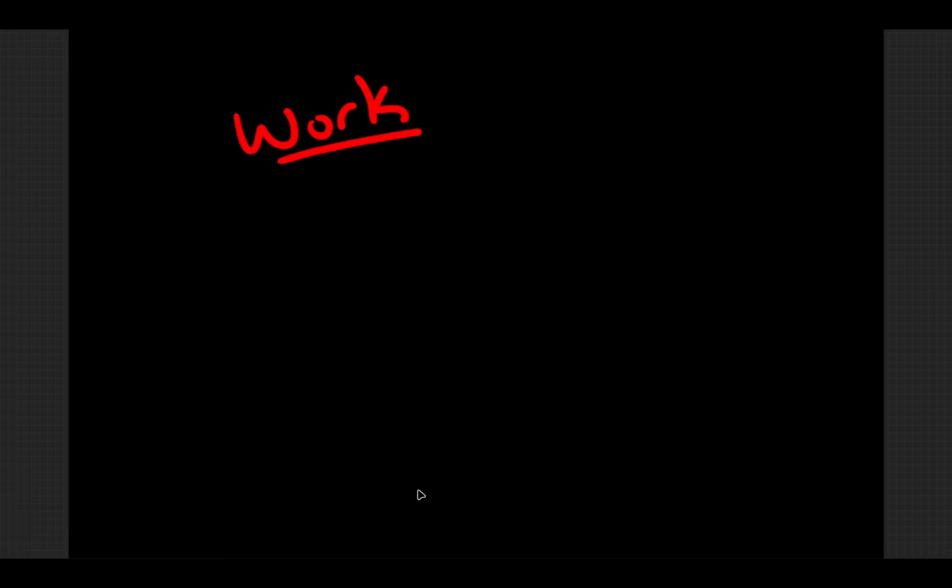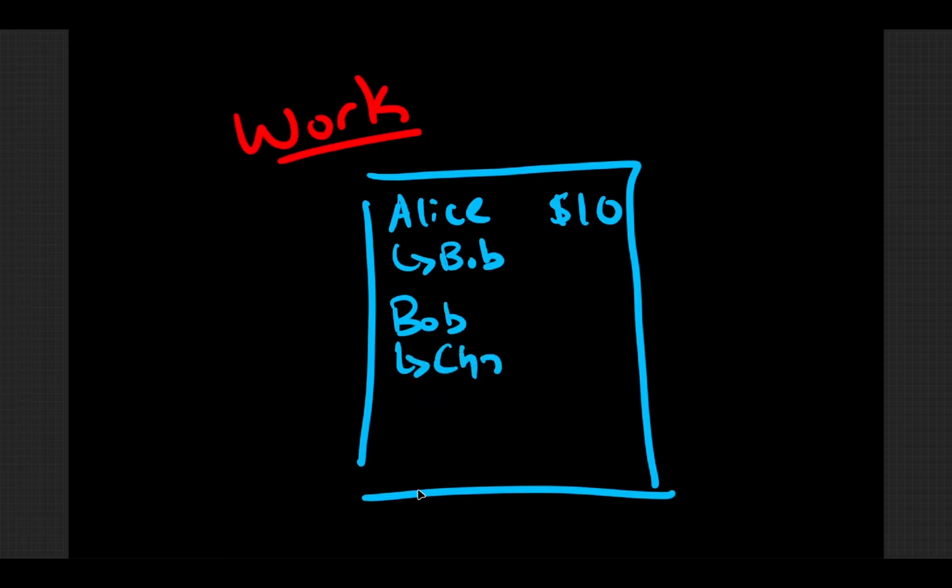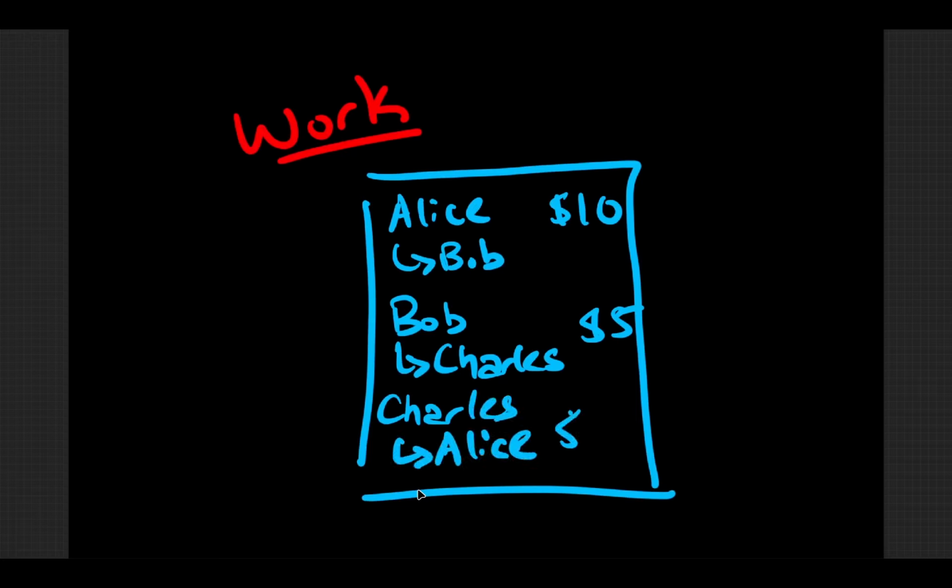Let's imagine this situation. We have a community ledger. What do I mean by a community ledger? Just a simple sheet of paper. And let's say we have some number of people. We have Alice, and let's say Alice pays Bob $10, and then maybe Bob pays Charles $5, and then Charles pays Alice $50. All right. So this is a ledger, and this is a decentralized system.